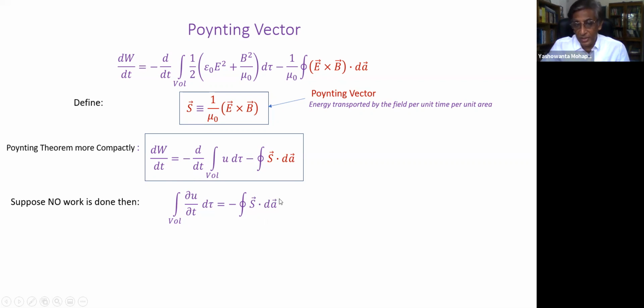Now this surface integral can again be converted into a volume integral by our old trick: take the divergence of S dτ. So now this is a volume integral, this is a volume integral, for arbitrary volume, and hence the integrands must be equal. Exactly the kind of reasoning that we did for charge and current density. So therefore, I can write ∂u/∂t plus divergence of S equals zero, this was our aim to prove. So this is the continuity equation for energy density.